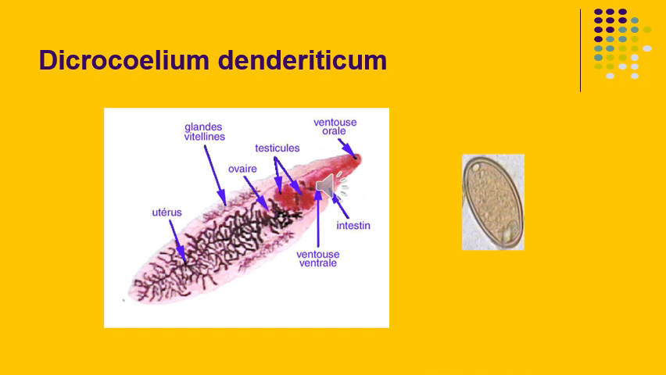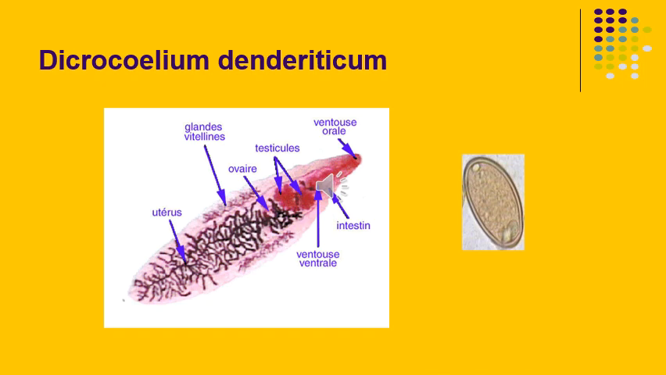After that, you can see the testicles, 2 lobular testicles, and under the testicles, you can see the ovary. In the posterior two-thirds of the body, you can see the branches of the uterus, and of course, you can see 2 vitelline glands in the right and left parts inside the body.